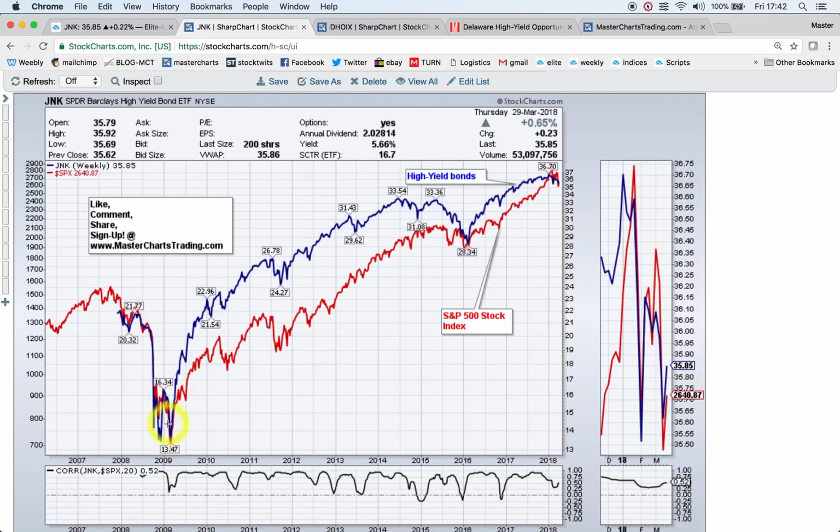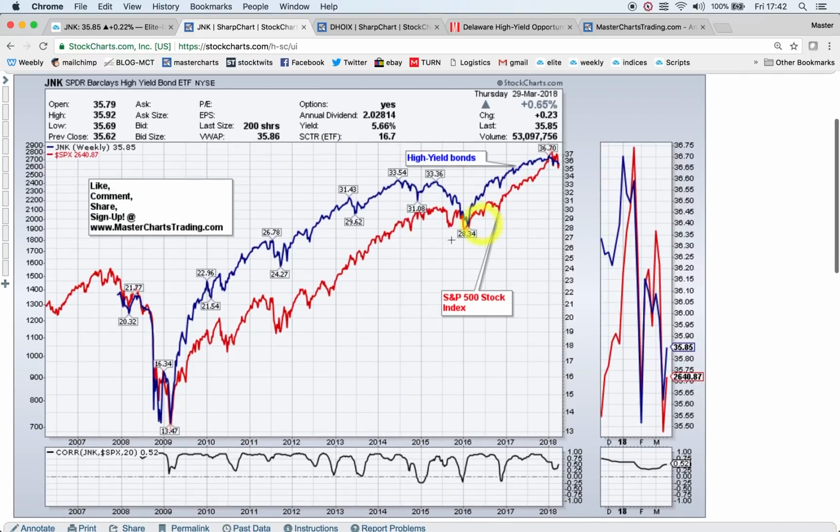When one goes down, the other one goes down. When one goes up, the other one goes up. So they move in lockstep. And below here we can see a correlation coefficient, and you can see that it spends most of its time in the positive territory. This means that junk bonds and stocks correlate.